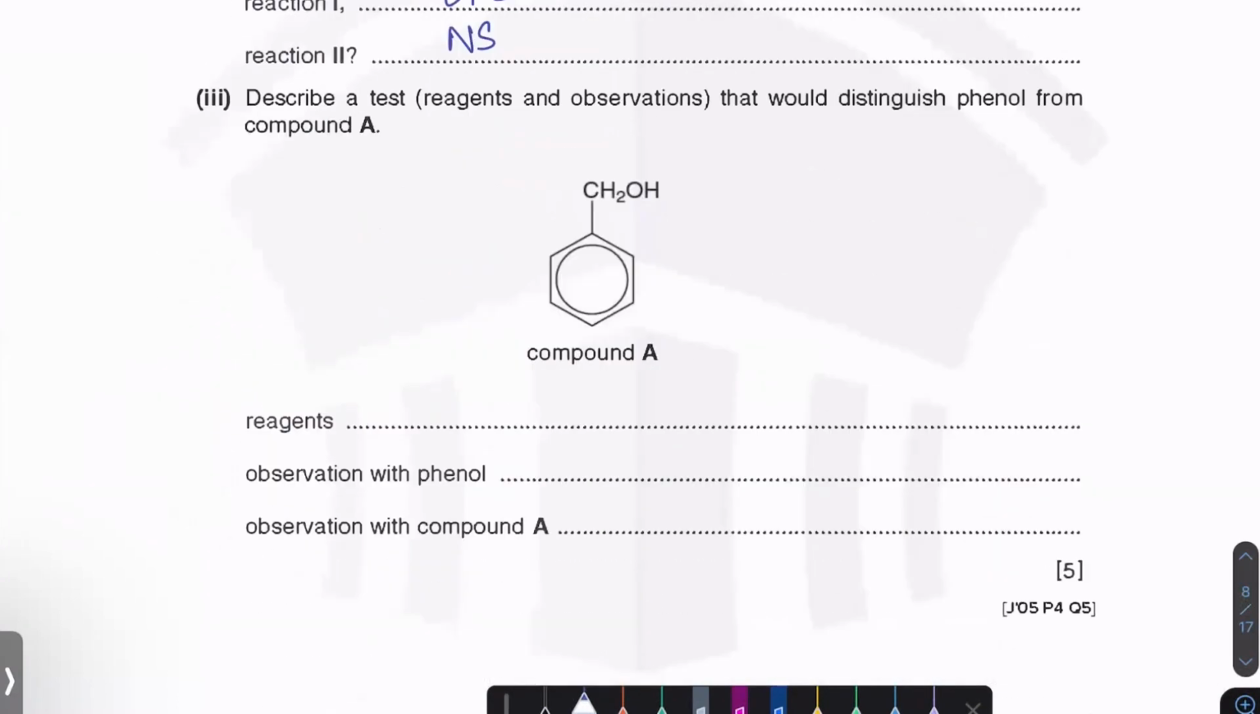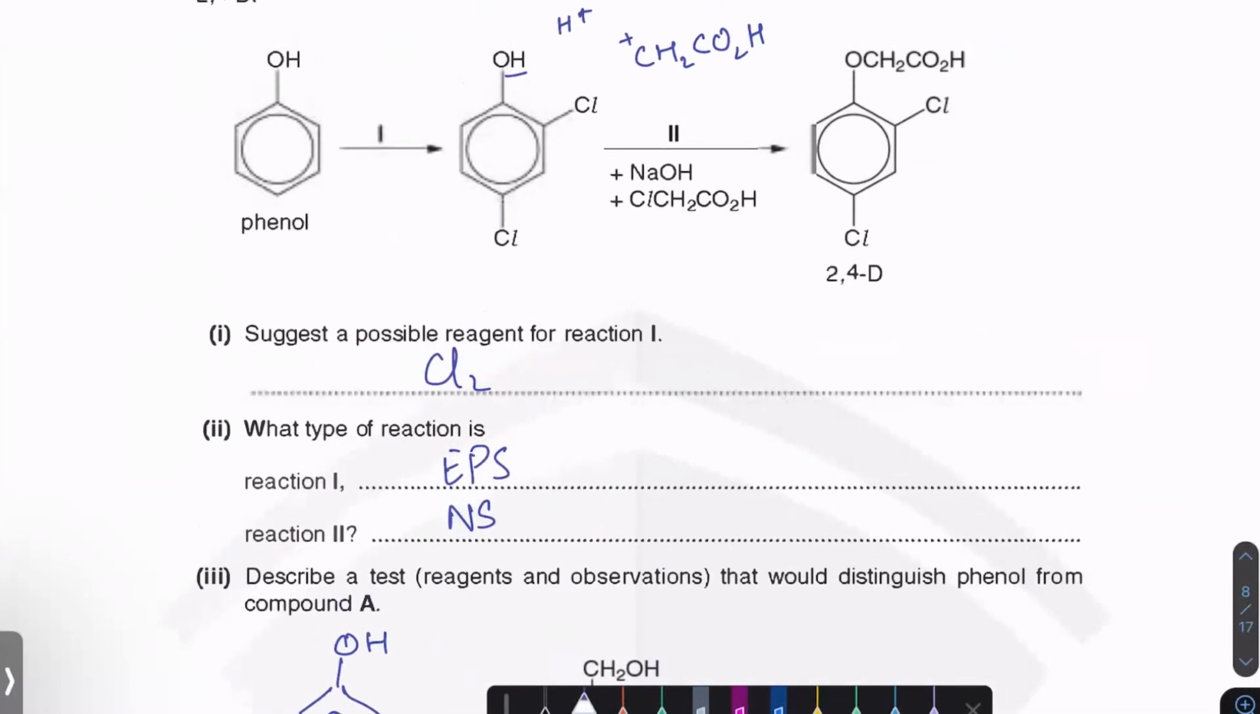Describe a test that would distinguish phenol from compound A. Won't the upper one be negative? What will be negative? CH2. No. Look, in the presence of chlorine, the electrons are going to be given to that, so this becomes positive and that becomes negative. But for nucleophilic, isn't the nucleophile negative? Oh, sorry, what's wrong with me? Yeah, you're right. So then it should be negative.